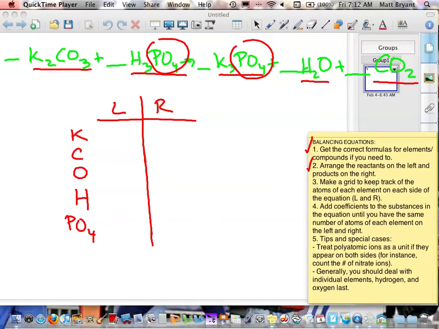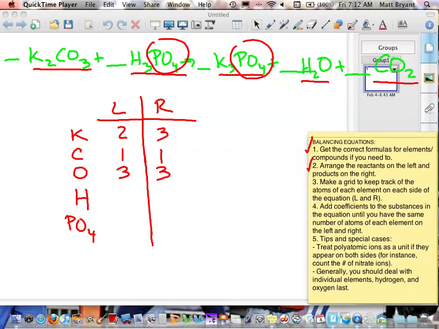So, we have 2 potassium on the left with that subscript of 2, and we have 3 potassium on the right. That's going to be tricky. So, now we have carbon. We have 1 carbon on the left, and 1 on the right. So that should be good. Now, the oxygens that aren't in phosphate, we have 3 as part of potassium carbonate on the left. We have 1 in water and 2 in carbon dioxide for a total of 3 on the right. So we're balanced there. We don't want to mess with that unless we have to.